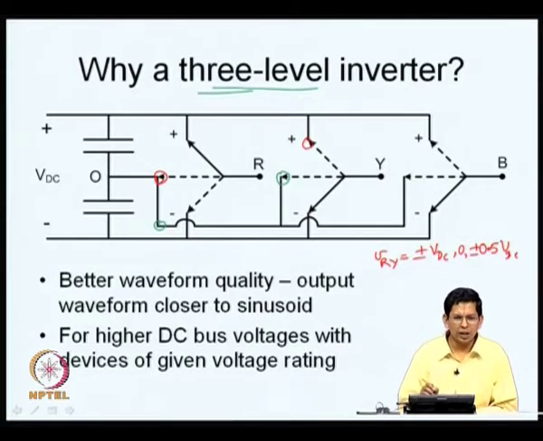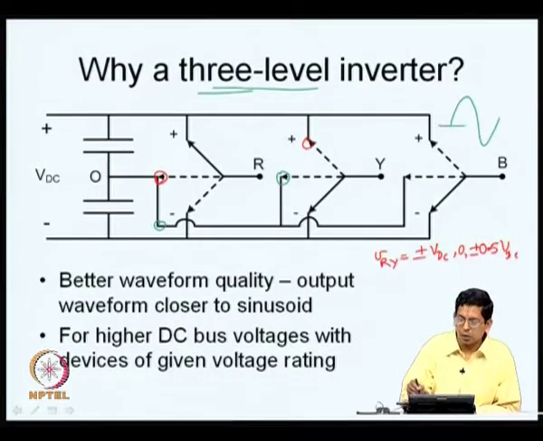So, the better quality waveform is because more number of levels are possible. So, you can follow a sine wave a little more closely than you could do with fewer levels. Let me put it even the other way. Let us say if VRY has to be sinusoidal, one way is VRO should be sinusoidal and VYO should also be sinusoidal. Now, you have only potentials of plus VDC, minus VDC and 0 for VRO. So, you have 3 different levels available.